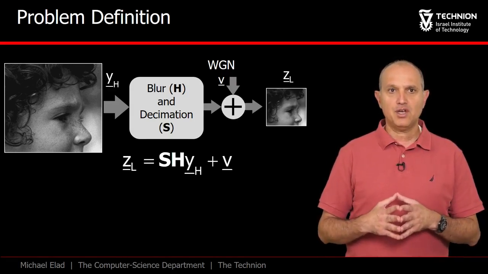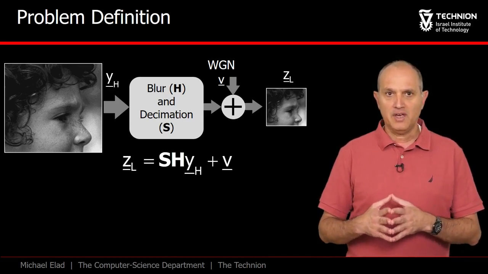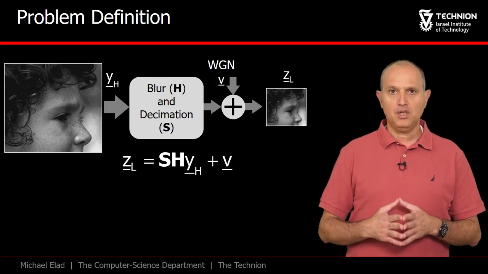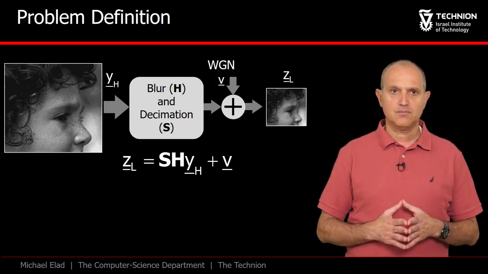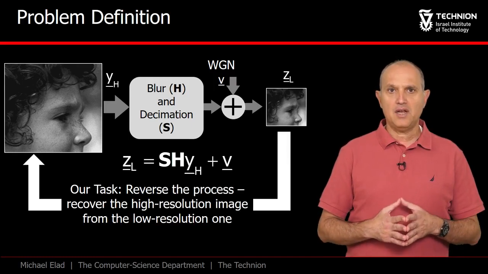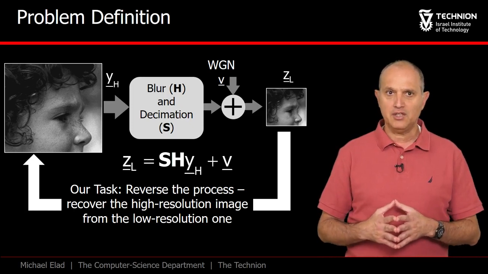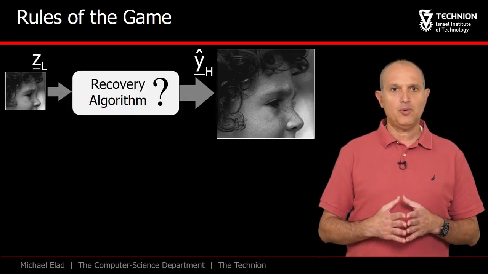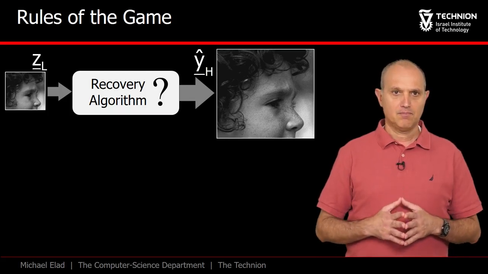This is the algebraic connection between the measured image ZL and the one we would like to recover, YH. By the way, in our notations, H stands for high and L for low, referring to resolutions. Our goal is to design an algorithm that will use ZL to get as close as possible to YH. We are about to propose a recovery algorithm, but before doing so, let's define the rules of the game.